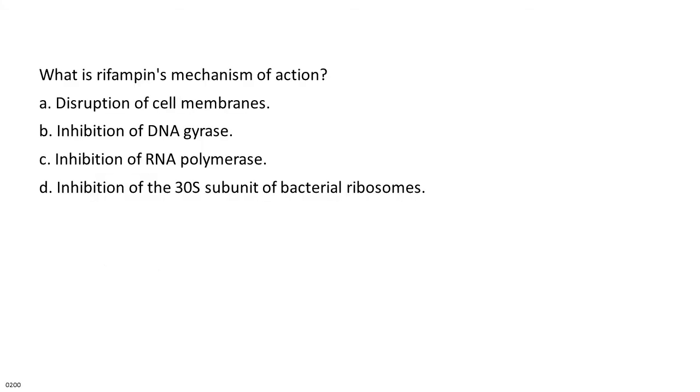What is rifampin's mechanism of action? A. Disruption of cell membranes. B. Inhibition of DNA gyrase. C. Inhibition of RNA polymerase. D. Inhibition of the 30S subunit of bacterial ribosomes.